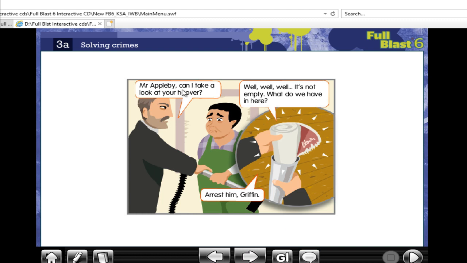Mr. Appleby, can I take a look at your Hoover? Well, it's not empty. What do we have in here? Arrest him, Griffin. It's not empty, it means having nothing inside. He hid the painting inside the vacuum cleaner, or the Hoover. So arrest him means the police takes him to the police station.